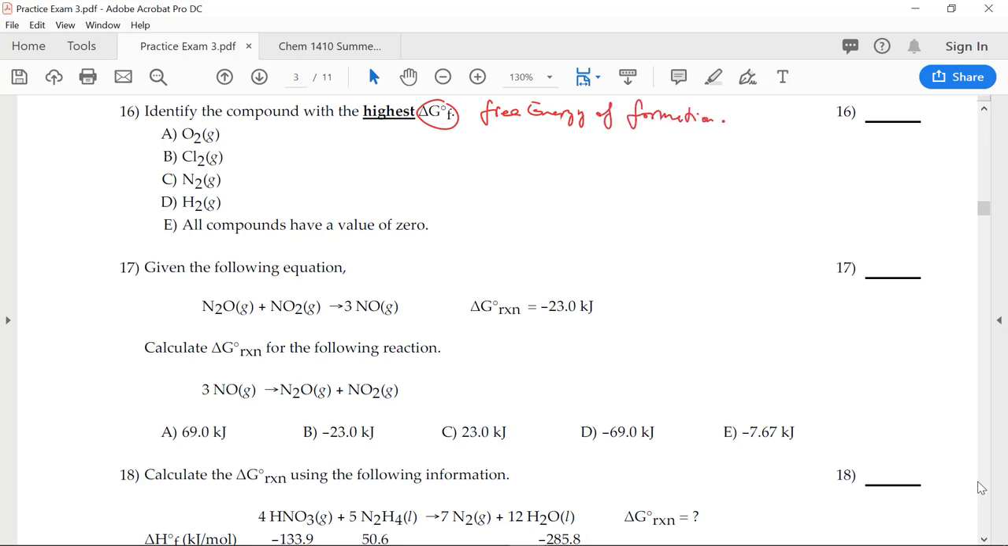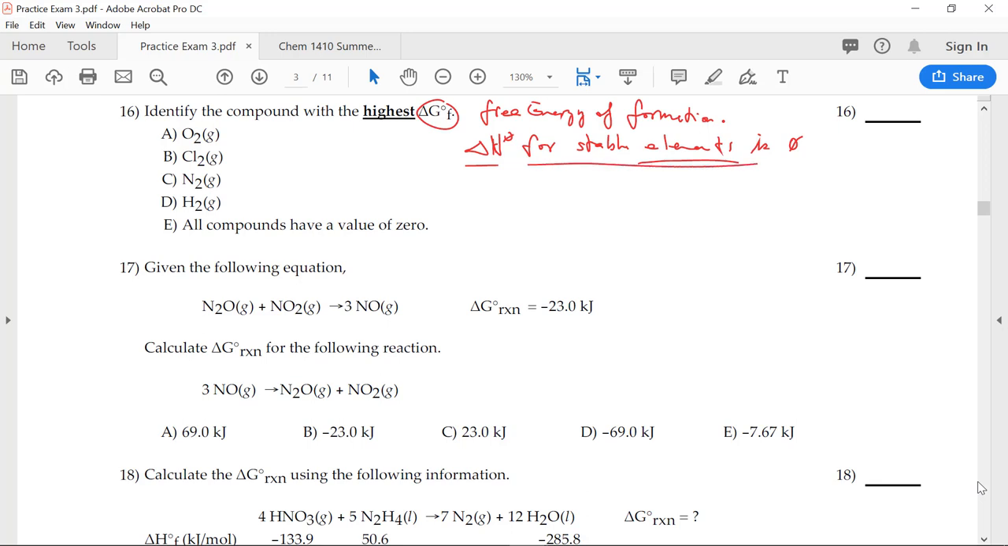So what do you mean? Well, we have actually learned similar things in Gen Chem 1. In Gen Chem 1, we learned that delta H naught for stable elements, remember, it's for elements only, not compounds, is zero. That is delta H or delta Hf.